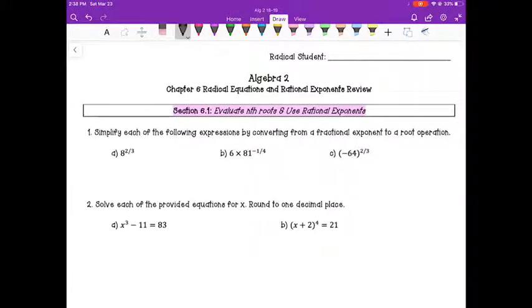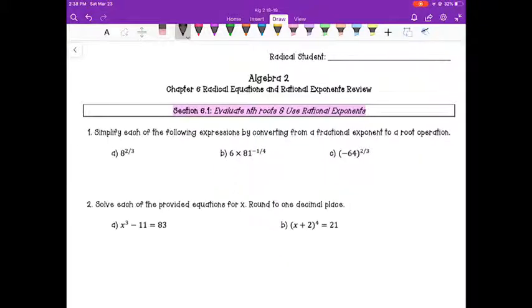Alrighty, so as we are reviewing for our Chapter 6 test, we kind of break it down section by section, because there is a lot that we have to cover. So, Section 6.1, evaluating nth roots and using rational exponents. The first thing that we learn to do is go back and forth between rational exponents and radicals.